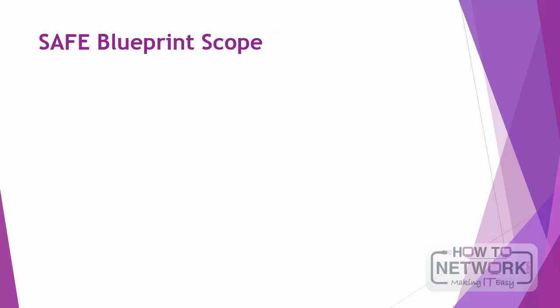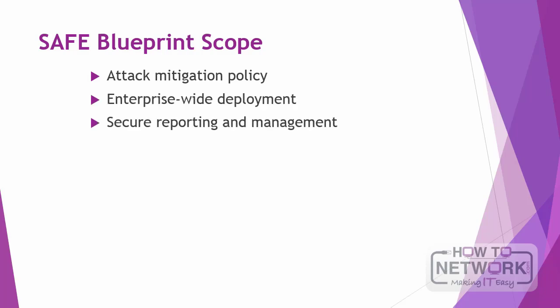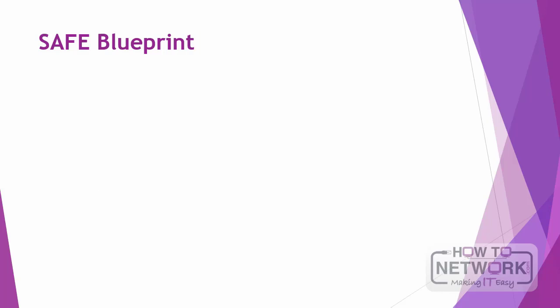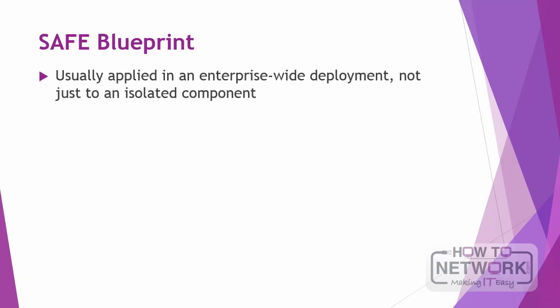From a network design standpoint, the SAFE blueprint is a security architecture that covers the following aspects: attack mitigation policy, enterprise-wide deployment, secure reporting and management, authentication and authorization, IDS, and ongoing support for emerging technology. The policy for attack mitigation ensures that possible attacks and threats to the organization can be identified and defines the countermeasures that will be used against those attacks.